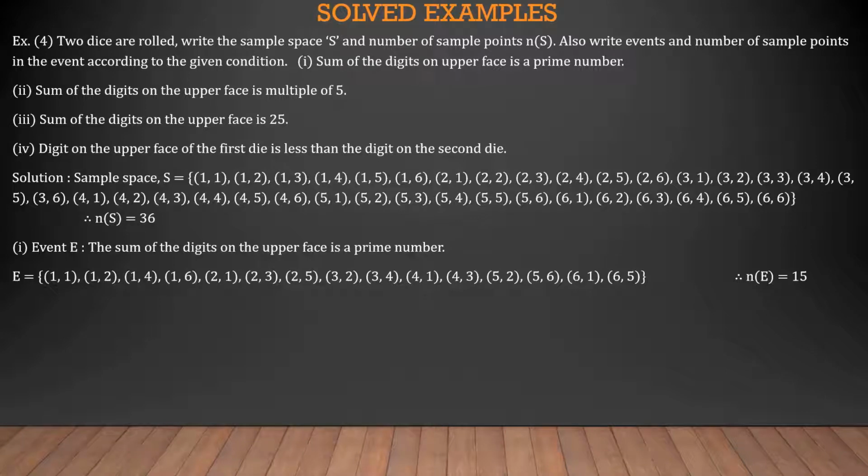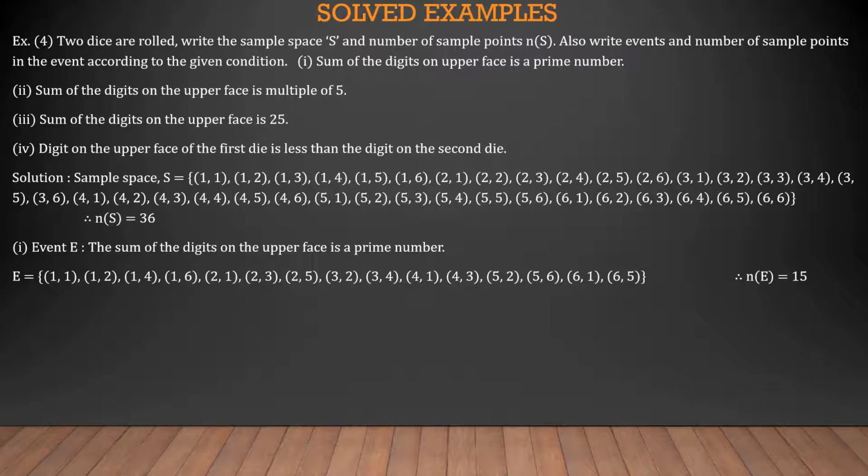2, 5 we take because 2 plus 5 is 7. Again, it's a prime number. 3, 2 is taken because 3 plus 2 is 5. It's a prime number. 3, 4 is taken because 3 plus 4 is 7, which is a prime number.